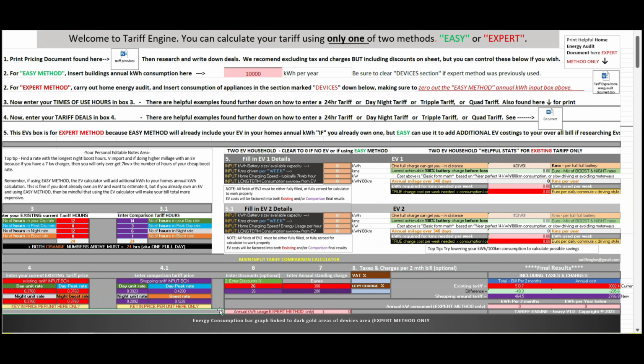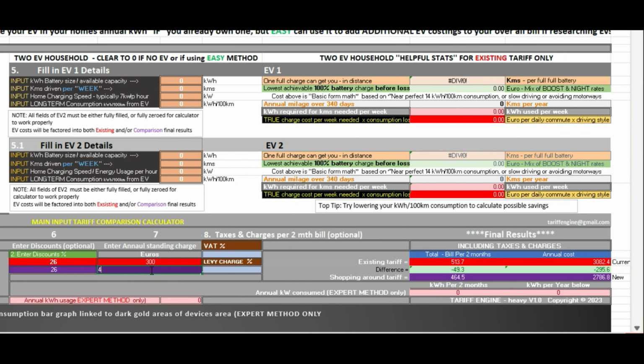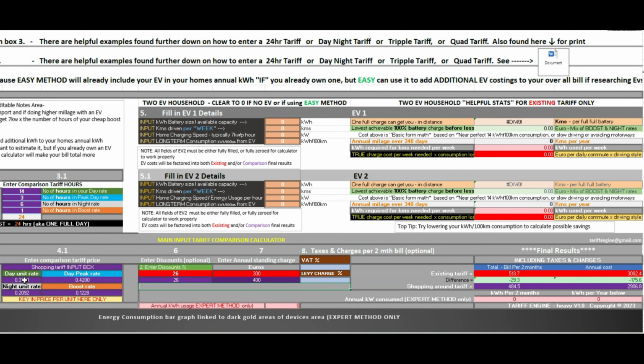Now let's say the standing charge was €400, or let's say a larger day rate. We could play around with this all day.